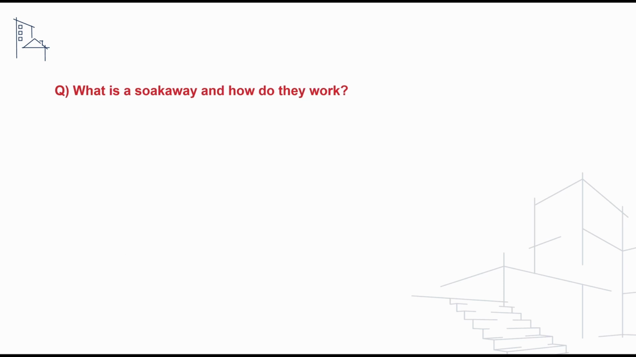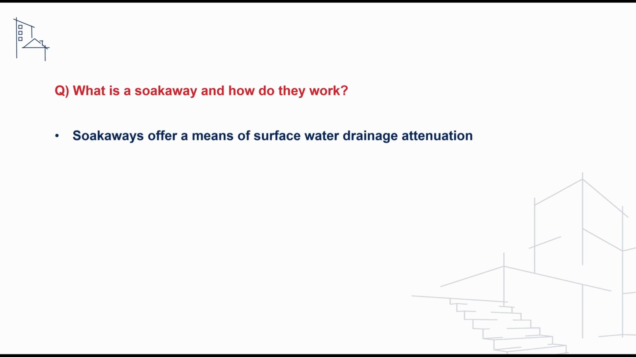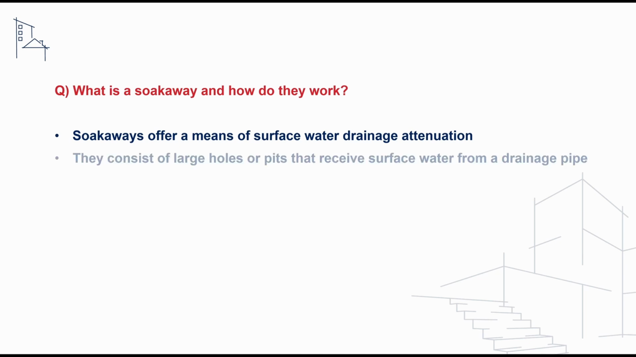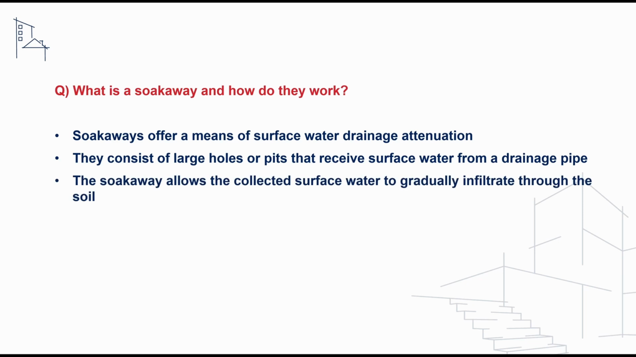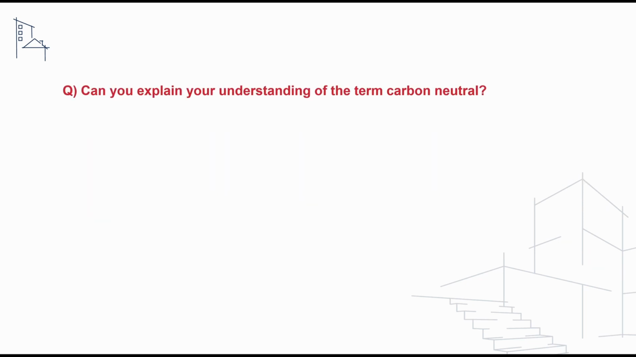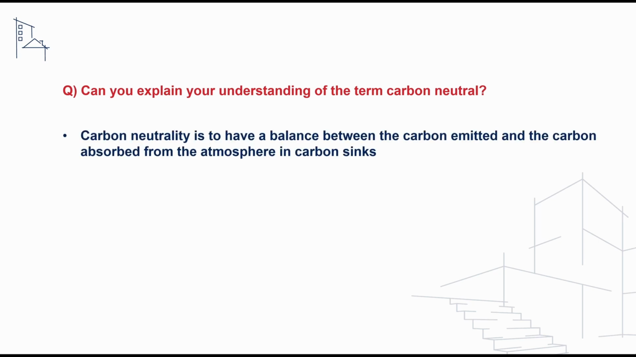The next question is testing our understanding of the term soakaways and how they work, and to address this we can say that soakaways offer a means of surface water drainage attenuation. They consist of large holes or pits that receive surface water from a drainage pipe, and the soakaway allows the collected surface water to gradually infiltrate through the soil. The next question we'll take a look at is testing our understanding of the term carbon neutral, and to address this we can say that carbon neutrality is to have a balance between the carbon emitted and the carbon absorbed from the atmosphere in carbon sinks.